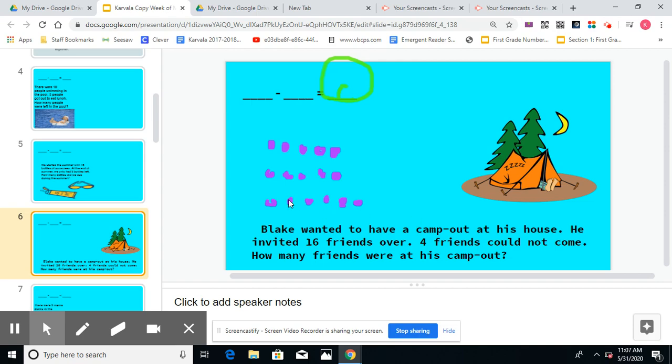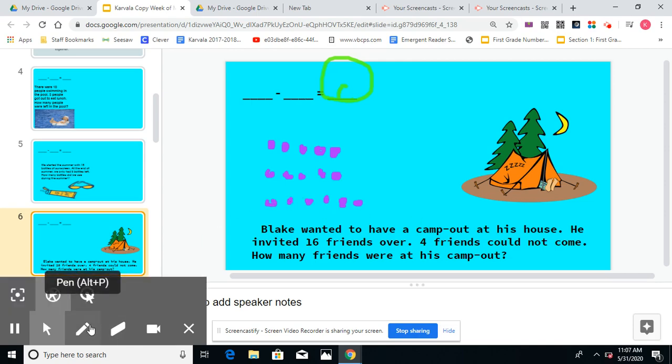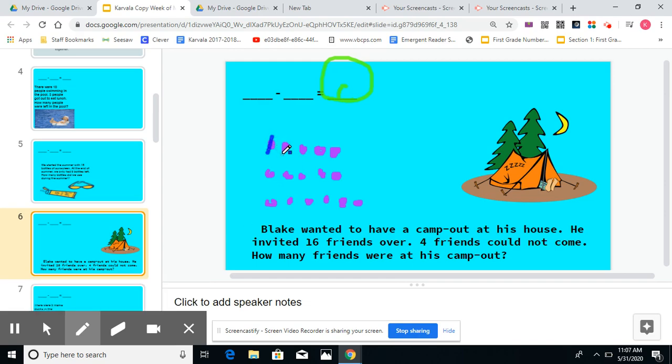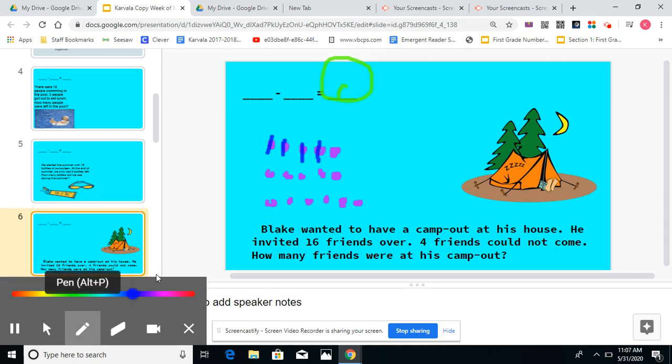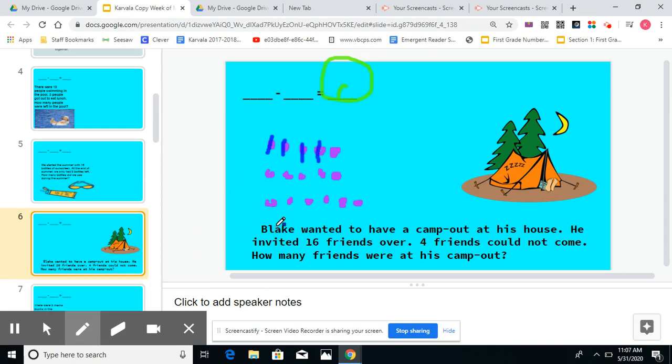So I'm going to minus, or subtract, those 4 friends with a different color. Let's see. So I can erase them or just take them away. 1, 2, 3, 4. Okay. So now I've got to go back and fill in my problem. So let's count 1, 2, 3, 4, 5, 6, 7, 8, 9, 10, 11, 12. So now I've got my numbers. I've got to see where to put them.